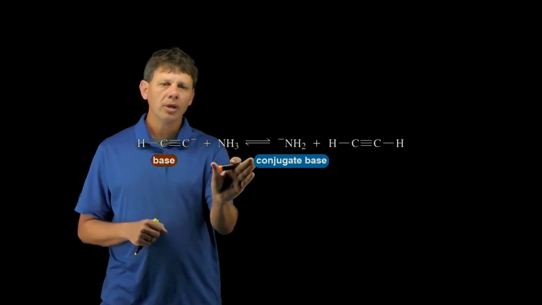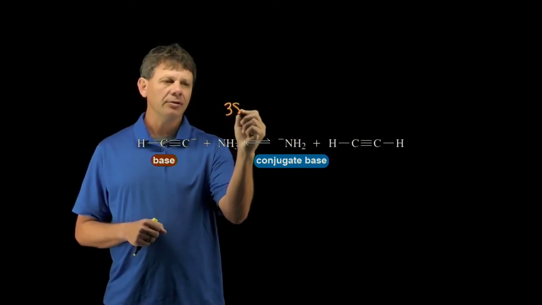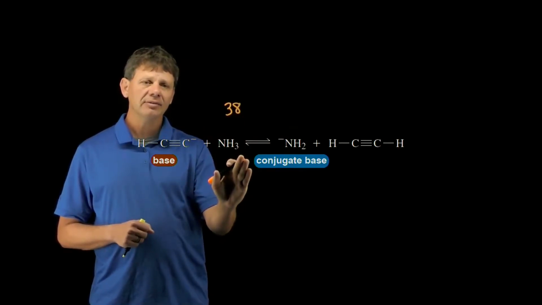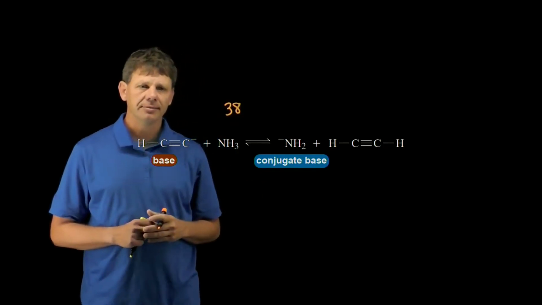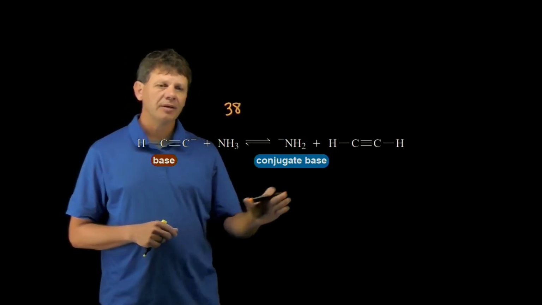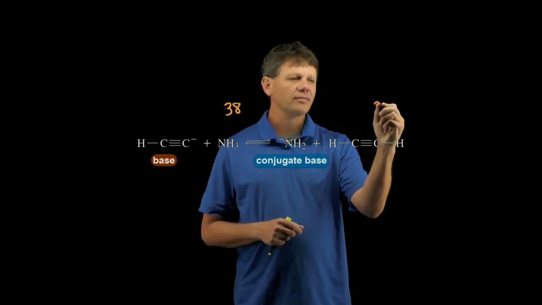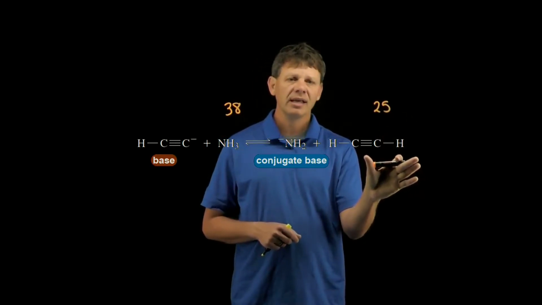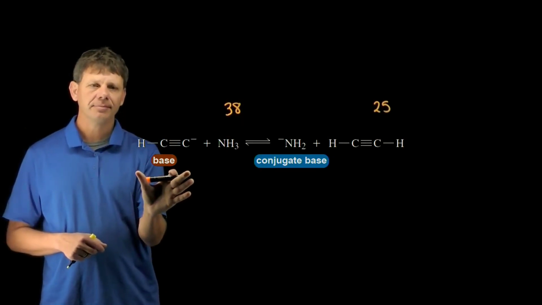In this case, ammonia is the acid on the left side of the reaction. Its pKa value is 38. And the pKa value of 38 is going to give us information about the conjugate base, NH2-. The other pKa value that we're going to use, in this case for acetylene, is 25. The pKa value of 25 is going to tell us about the stability of the base.